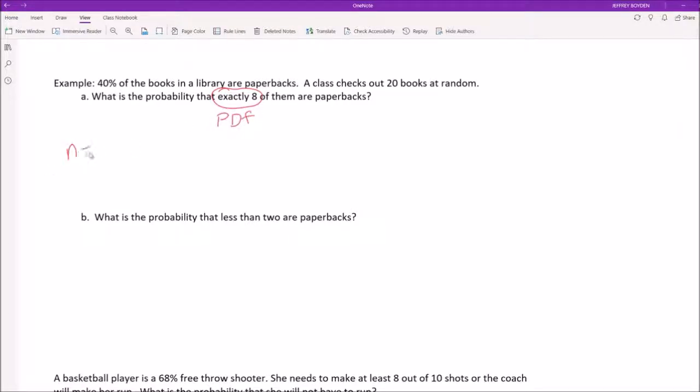Do we know the number of trials? Sure we do. We're checking out 20 books, and we're doing them randomly. Do we know the probability of success? Well, success is what we're counting. So paperbacks is what we define as success. So the probability of success, if 40% of the books are paperback, that means 0.4. The specific value is 8. So we're going to go in and do the calculation now.